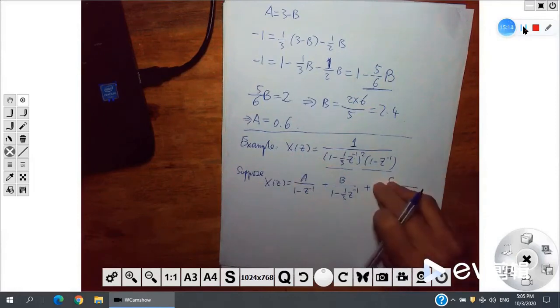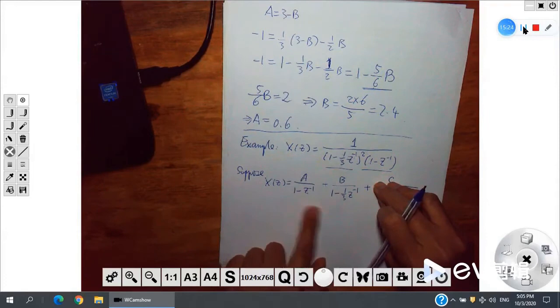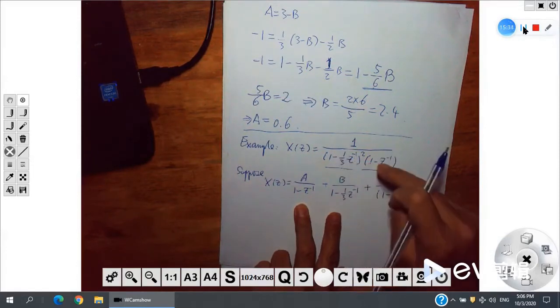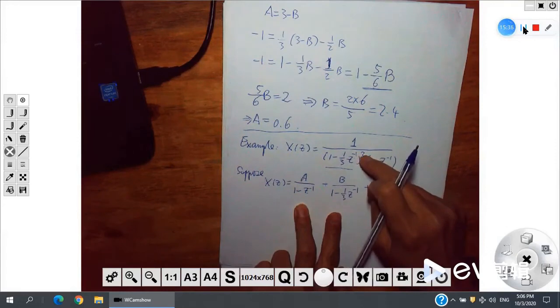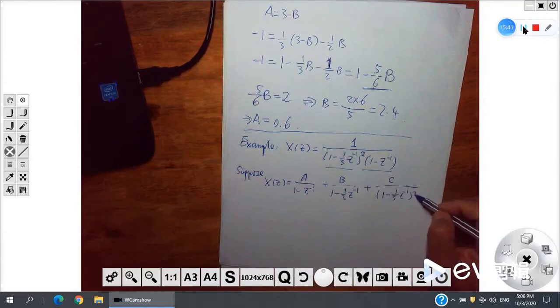If you do not have these, when you add these two fractions together, the resulting denominator only contains the multiplication of these two factors, right? What will be the new denominator? There will be just this one times this one, but no square. So if you want this square, you have to have another term. You have to have this one. And for this one, we can still have it from the table.